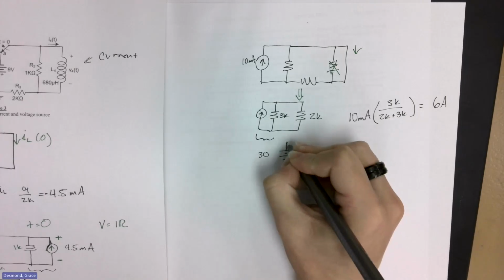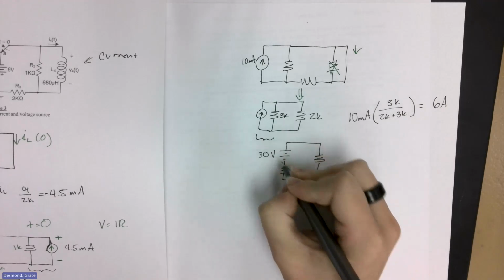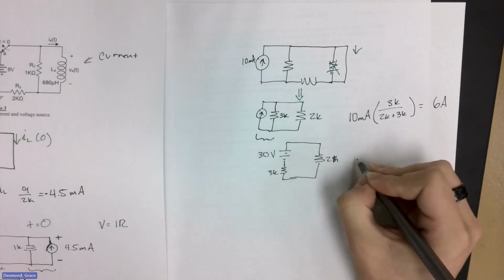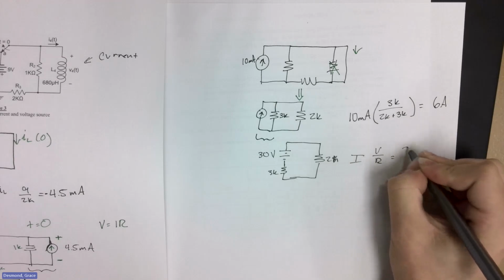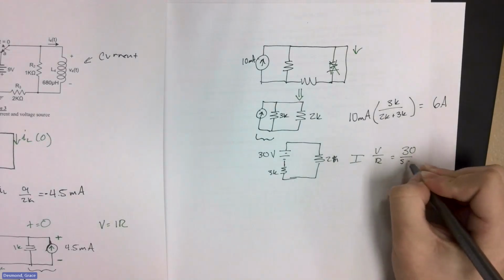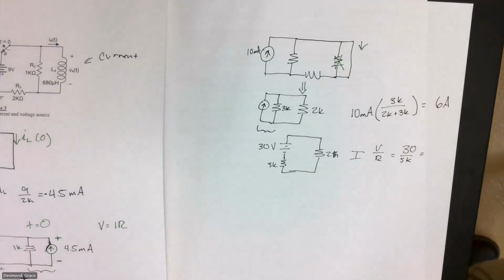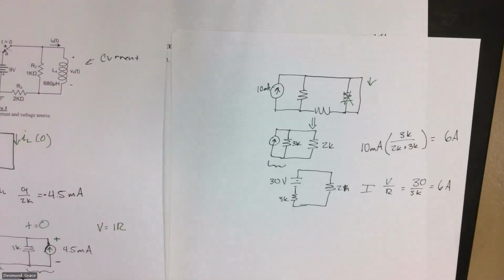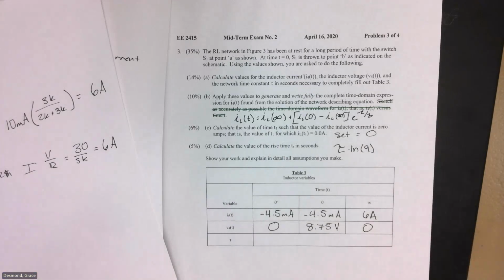I'm just going through this because we already technically did this. 30 volts, 3K, 2K, 2K. So I is equal to V over R, equal to 30 over 5K, which is also equal to 6. So proof that both work. So we're going to come back over here and do 6 amps.